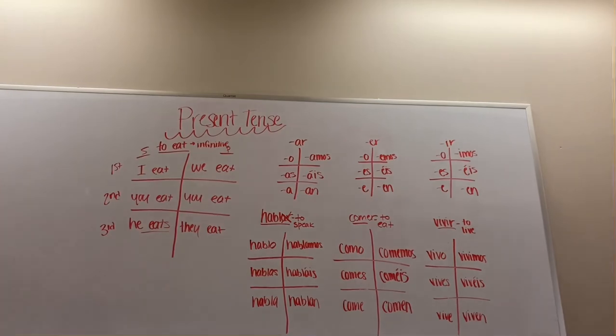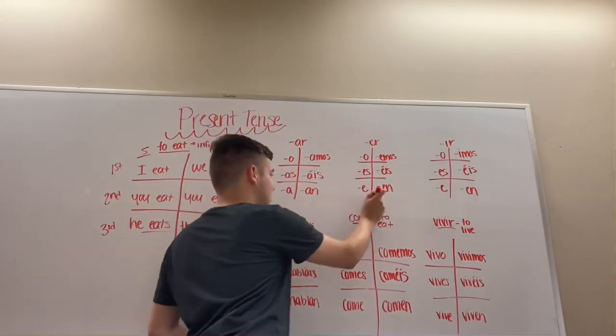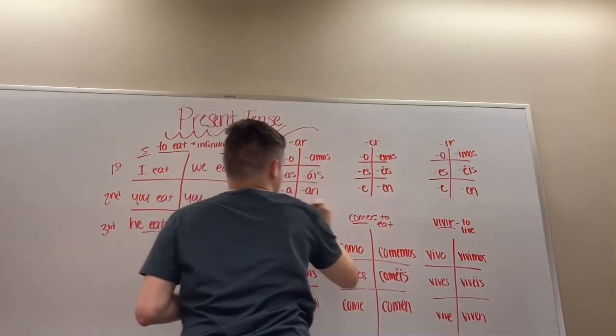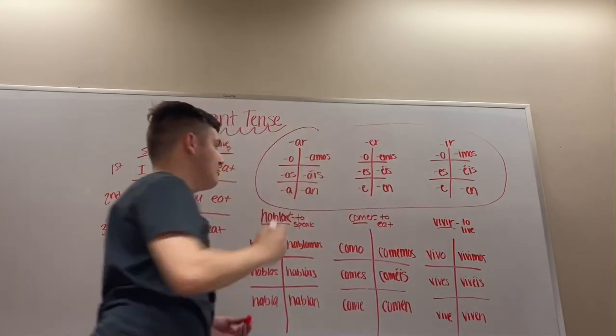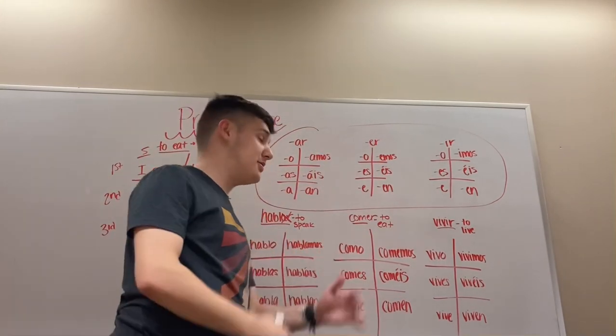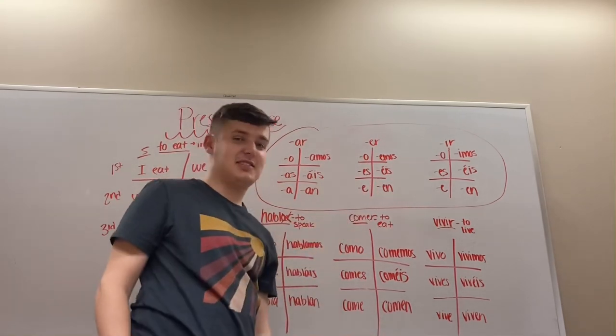Now, honestly, the best way and the only way to practice this is going to be to memorize these endings right here. If you're able to memorize these, this will make learning Spanish much, much easier, especially once you start getting into more verb tenses where you have to remember more than just present tense.